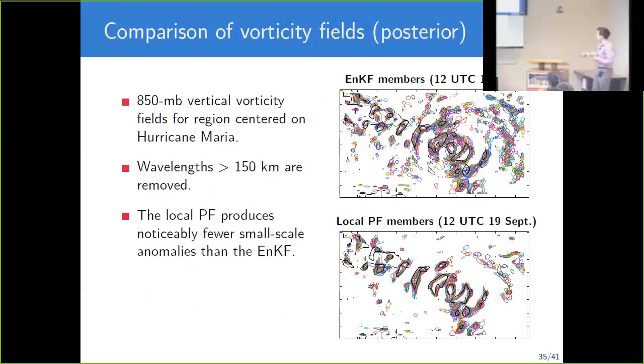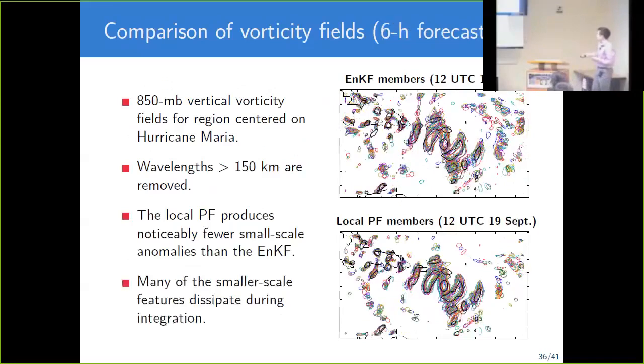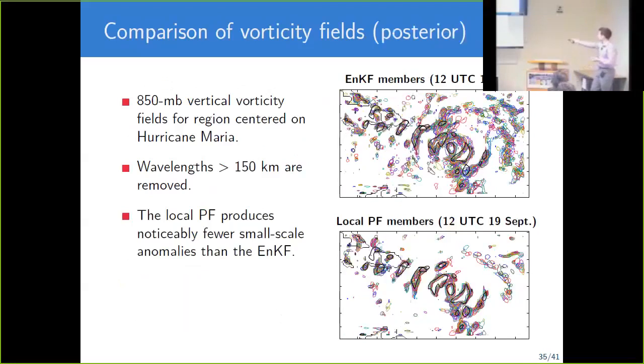And then when you run a six-hour forecast from these members, all that noise goes away. And that's kind of what you'd expect in the model. You see that all the time. You always see adjustments that happen when you do data assimilation and run a short forecast, and you see that in the ENKF quite clearly.